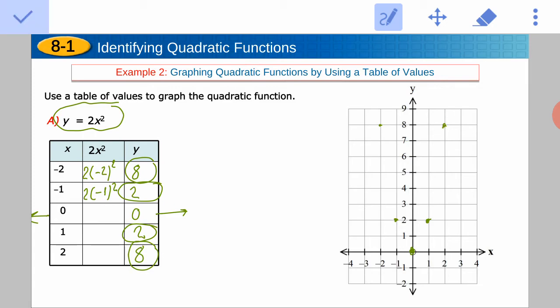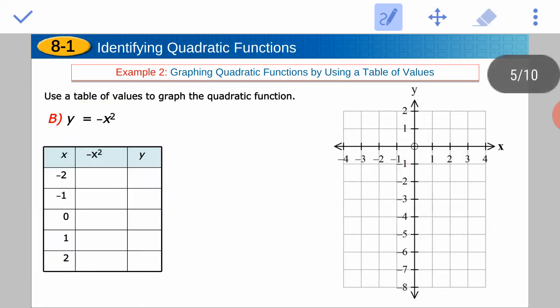Guys, when you connect these points, don't use a ruler, because this is not a linear function, this is a parabola, so it's a curve. Be flexible when you connect the points and try to make the two parts symmetric. As you see guys, it's a very nice parabola. It's made up of two parts, and this is the line of symmetry and this is the vertex of the parabola.